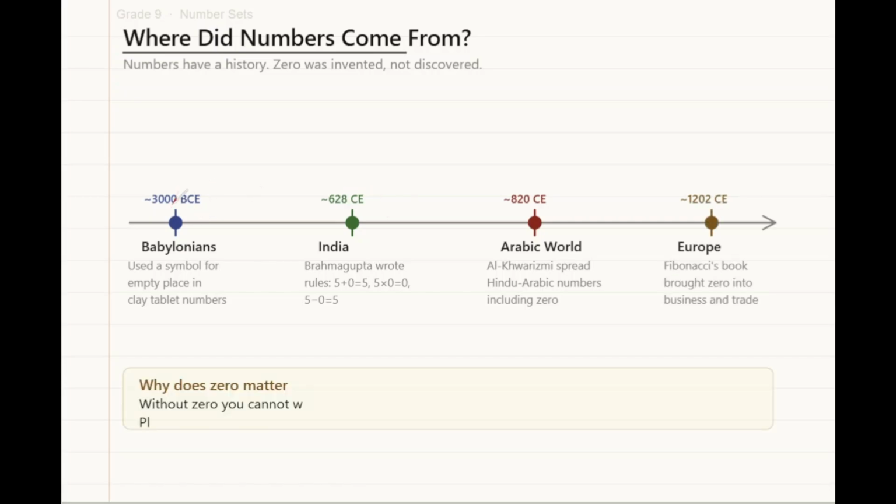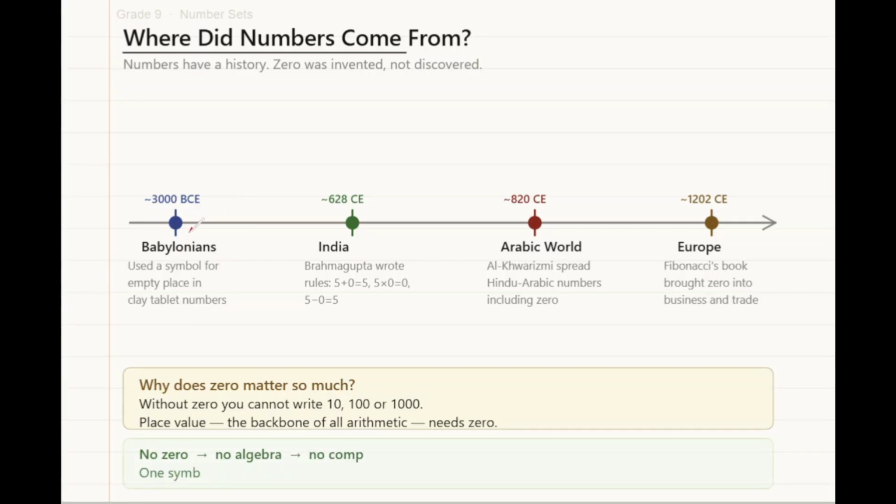So around 300 BCE, the Babylonians had a problem. They were writing numbers on clay tablets. But how do you write nothing in a number? They made a simple placeholder symbol, not exactly our zero, but the idea was born. Then around 628 CE, a mathematician named Brahmagupta did something big. He wrote rules for zero. 5 plus 0 equals 5, 5 times 0 equals 0. He also tried dividing by 0, which we still argue about today.